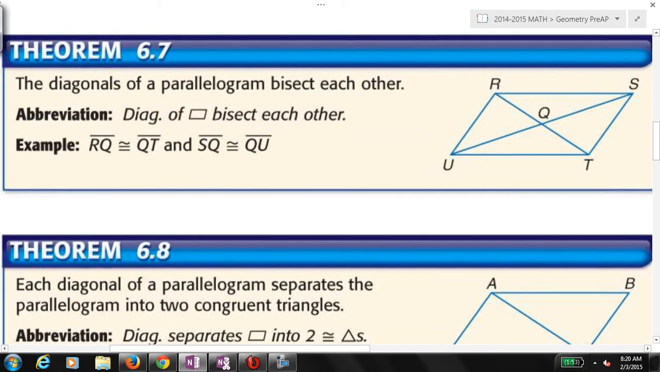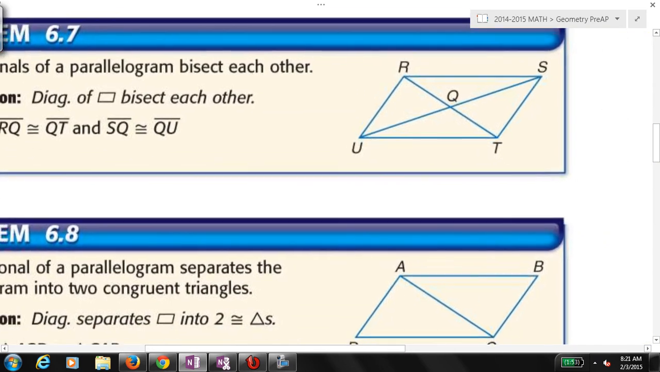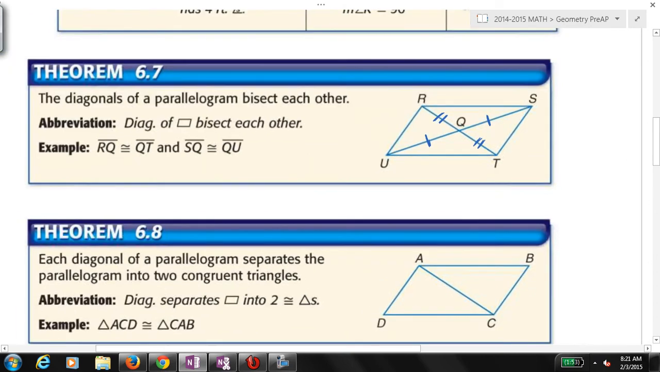So basically this theorem tells us if we have a parallelogram, if we draw the diagonals, basically this side is going to be congruent to this piece right here, and this piece is going to be congruent to this piece. Now that's not to say that all of them are the same. Okay? So you could say, for example, U to Q could be 8 and then Q to S is 8, but that doesn't mean R to Q has to be 8.